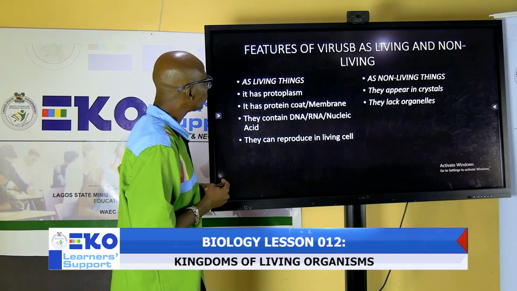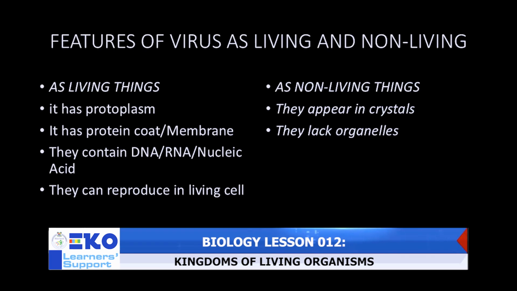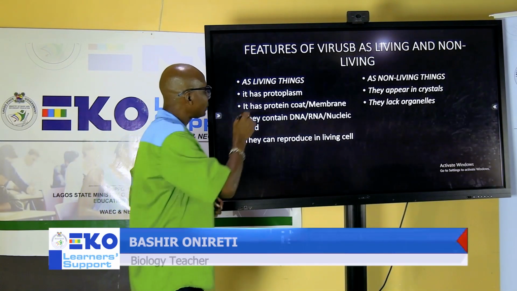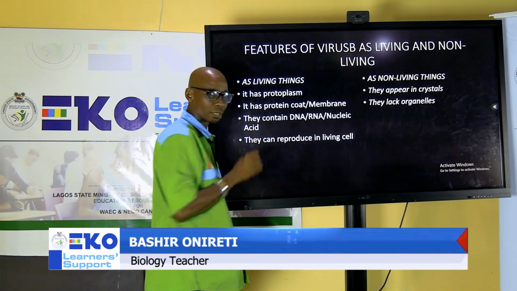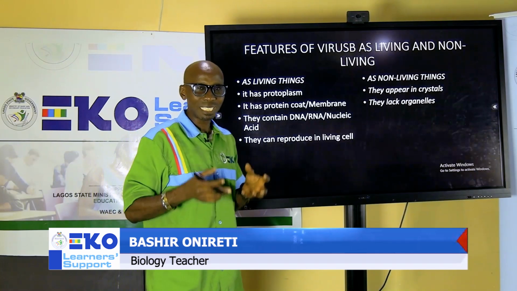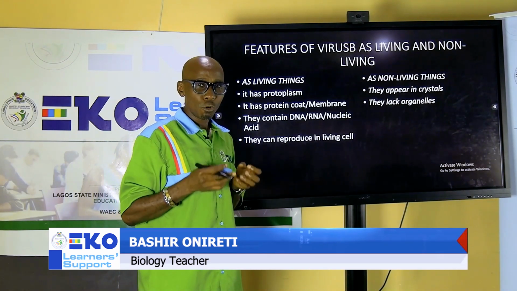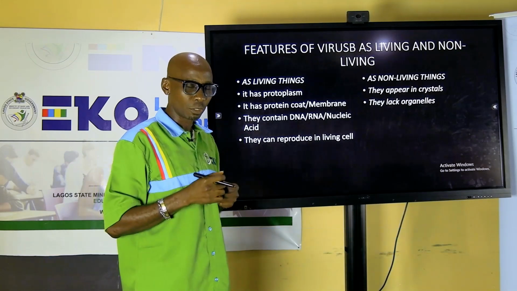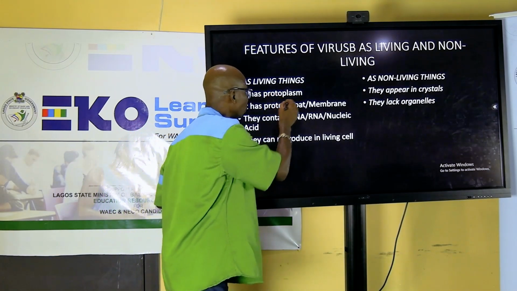Now this next one is features of virus, features of virus as living and non-living. A virus is regarded as a living organism because it has protoplasm. Protoplasm is the living material in a cell. For every organism to be alive, it must be made up of living content. That is why it's made up of protoplasm.